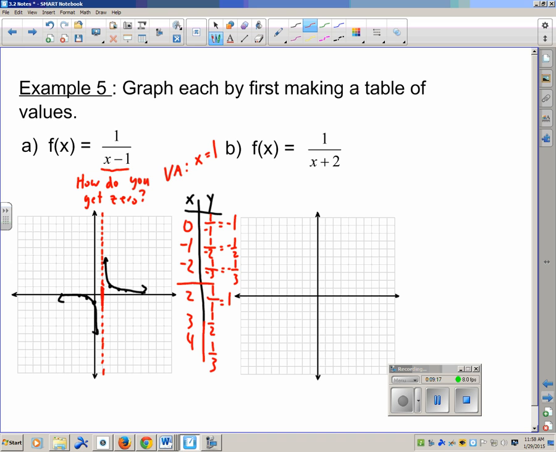All right, so then we've got one other one to do over here. Again, I can see it's 1 over, and you've got x in the denominator. So I'm thinking it's going to be that split kind of a graph again. It's that rational reciprocal function there. So again, we got to start right here. How do you get 0?